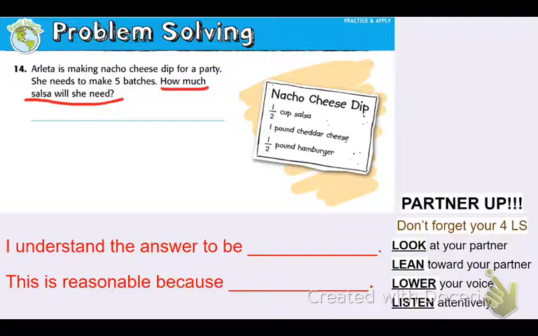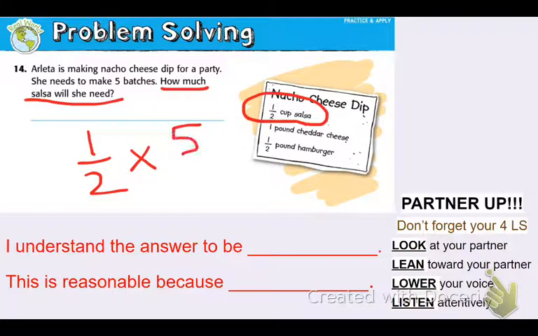So if I look at this chart, I know that she's going to be using this amount, the salsa, which is 1/2. How many batches? She needs to make 5 batches. So she's going to have 1/2 times all 5 that she'll make. Step 1, make that whole number turn into a fraction. Put it over 1. Step 2 is multiply. 1 times 5 is 5. 2 times 1 is 2.